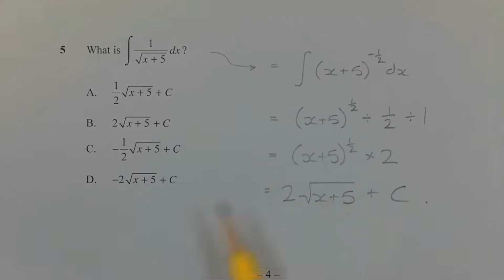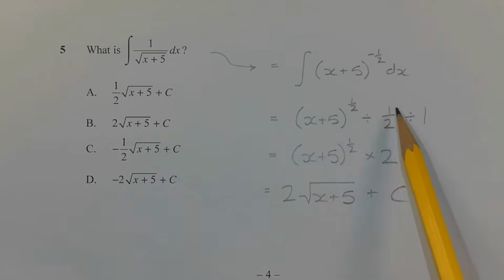Performing the integration, noting that what's in the brackets here is a linear expression, we get x plus 5 in brackets to the power of positive 1 over 2. In other words, we add 1 to the index, but then we divide by the new index, but we also divide by the derivative of what's inside the brackets because it's in the form ax plus b. And since the coefficient of x is 1, the derivative of x plus 5 is just 1. So we're dividing by 1, which in this instance has no effect.